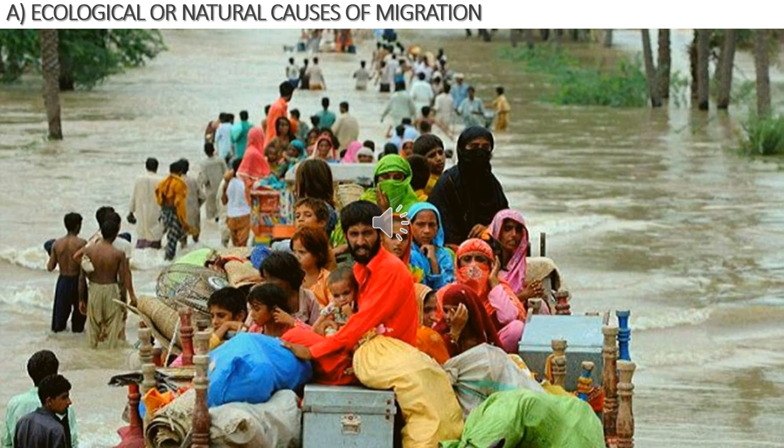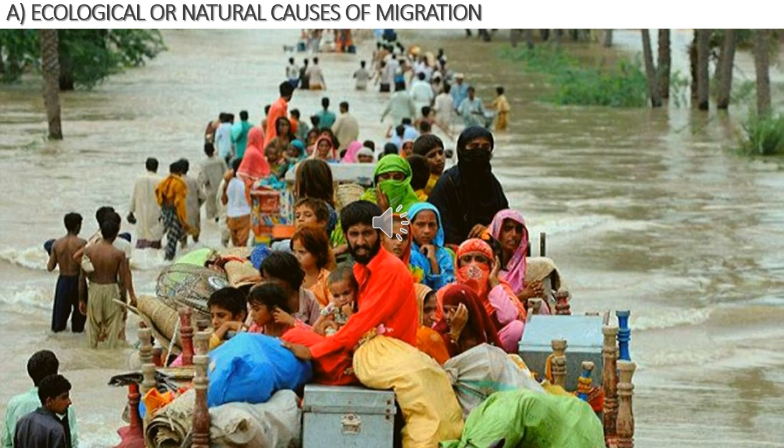Then, apart from the various factors, there are various causes that are responsible for human migration. They can be categorized under 5 headings, 5 groups. The first one is ecological or natural causes of migration. This type of migration is because of natural calamities, like volcanic eruption, earthquake, flood and drought, etc.